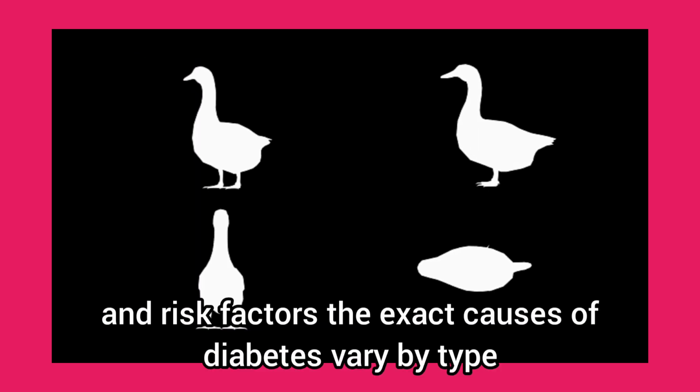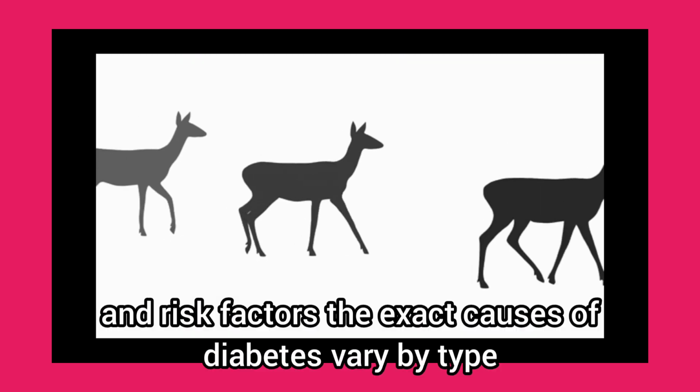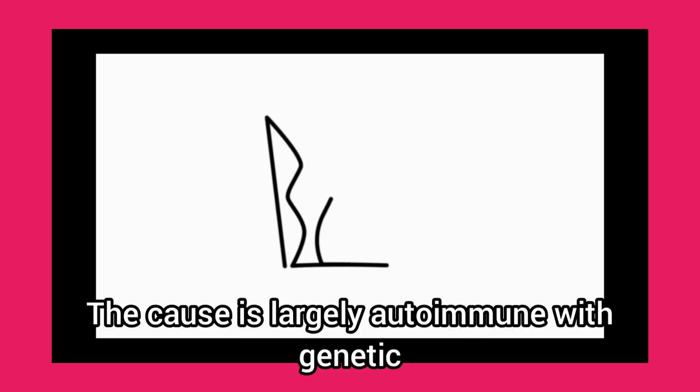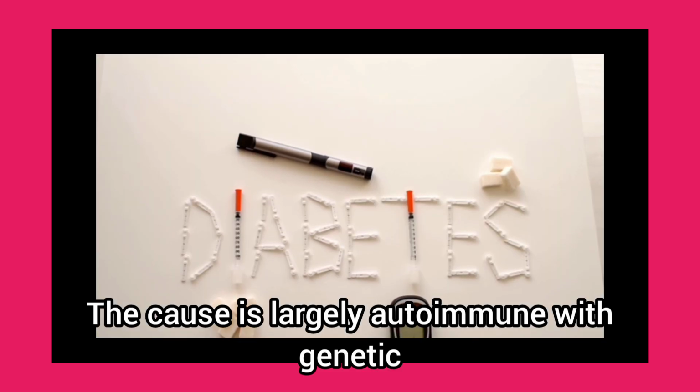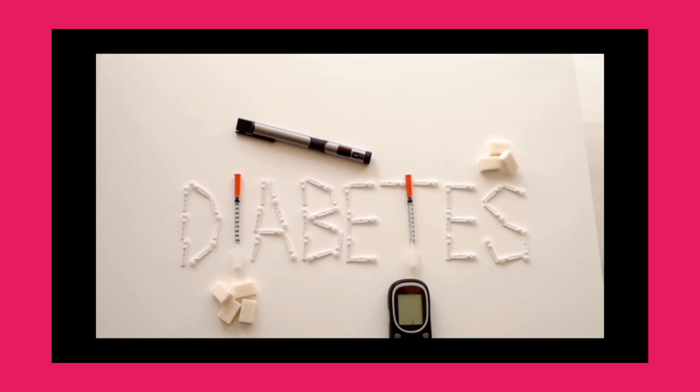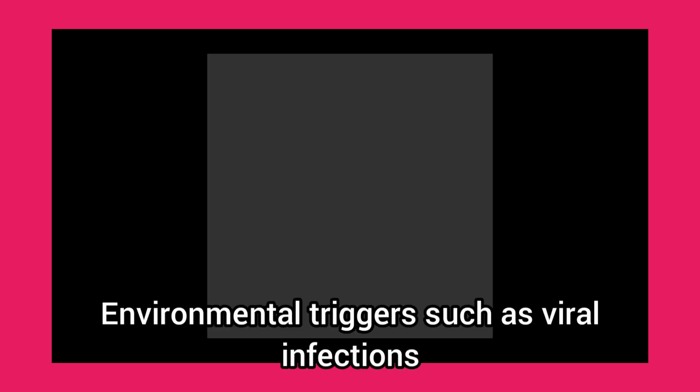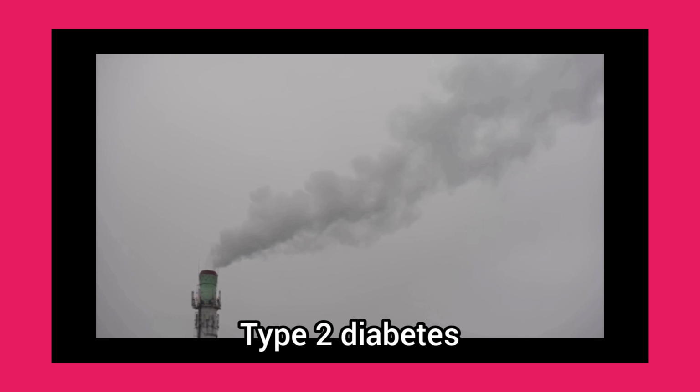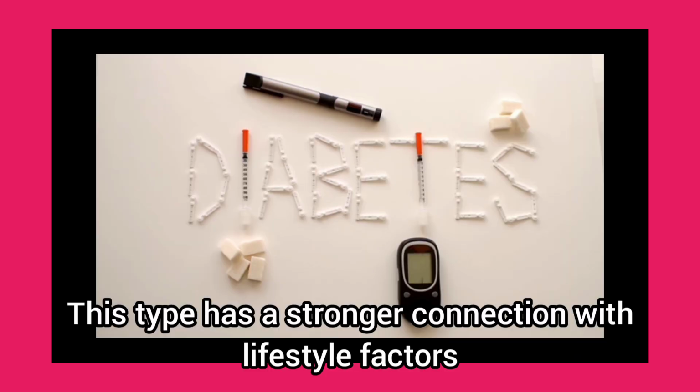Causes and risk factors. The exact causes of diabetes vary by type. Type 1 diabetes. The cause is largely autoimmune, with genetic factors playing a role. Environmental triggers such as viral infections may also contribute. Type 2 diabetes. This type has a stronger connection with lifestyle factors.